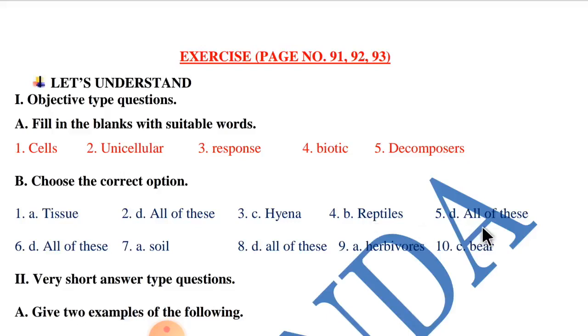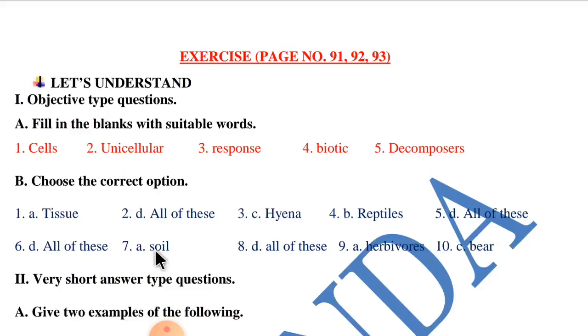Next, which of these form the biotic components of the environment? A, plants. B, animals. C, microorganisms. All these form biotic components. So the answer is D, all of these. Then next, which of these are characteristics of living things? Grow, reproduce and excrete. All three are characteristics of living things. So the answer is D, all of these.